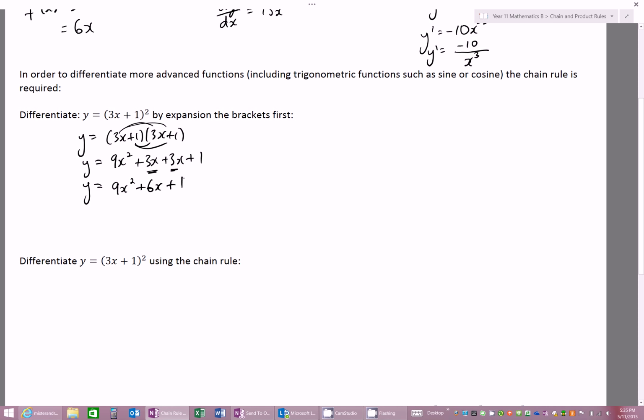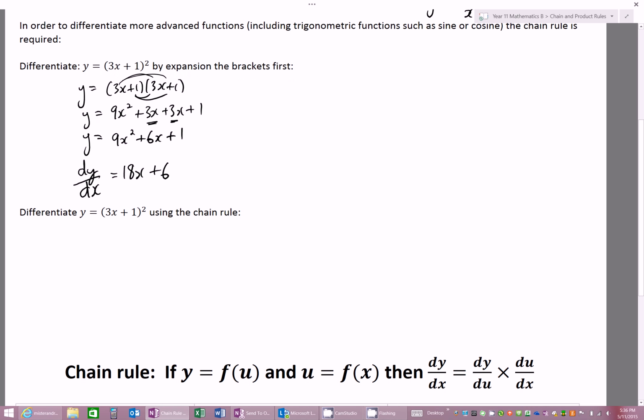Okay, so I've changed something that I don't know how to differentiate, I don't have any rules for this sort of a scenario, into 3 terms which I do know how to differentiate. So I'll differentiate that, either y dash or dy dx, up to you. I'll choose dy dx. Differentiate this, 18x plus 6, and differentiating a constant gives nothing. So we could do that by expansion, but let's have a look at this chain rule idea.